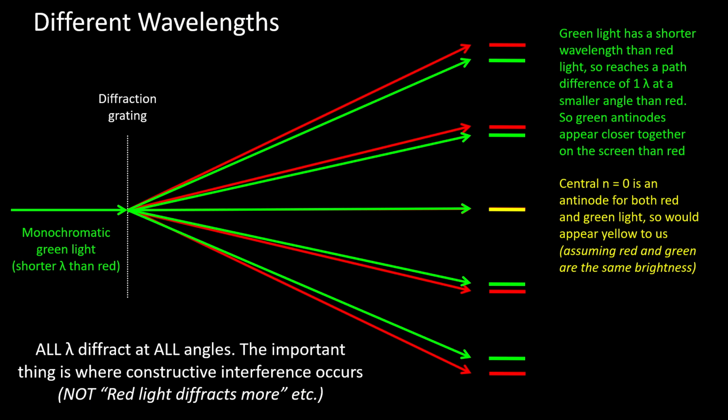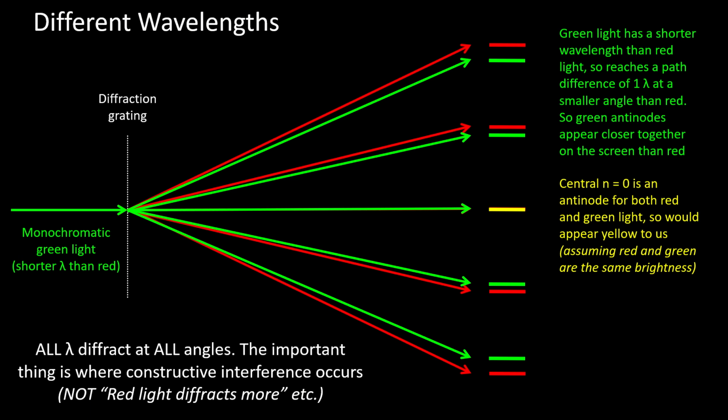Also important to note here that all wavelengths diffract at all angles. So the red light or green light coming through the diffraction grating diffracts through all 180 degrees in front of the diffraction grating. The important thing is where the constructive interference occurs. You shouldn't say things like red light diffracts more. They all diffract at all angles. It's just that there is constructive and destructive interference occurring that makes it appear brighter in some places than others.